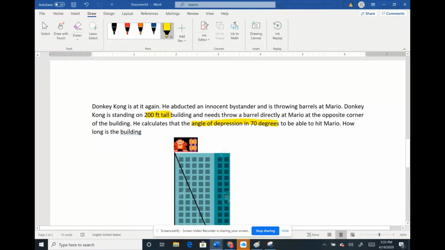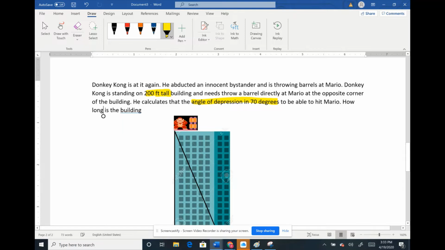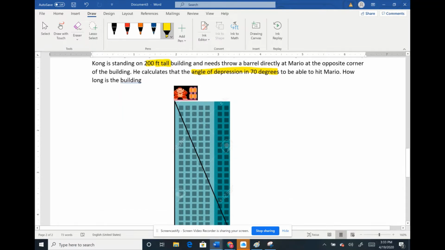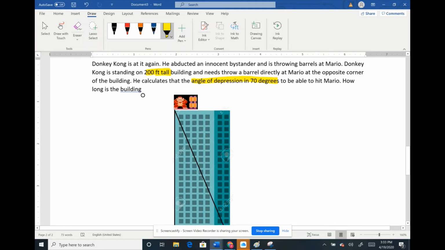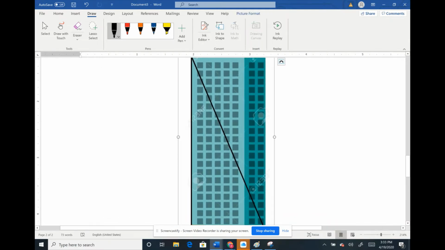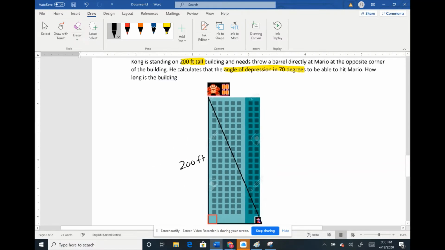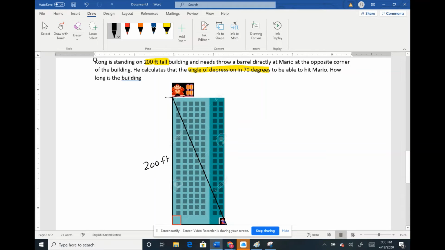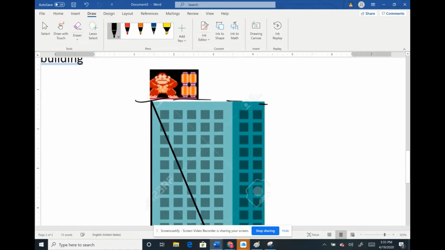Okay, and by long we're talking about horizontally, so I should probably change that. How long is the building? All right, so the things I highlighted are important numbers that I need to use. So the building's tall, we're talking about how high it is. So this side right here is going to be 200 feet. Okay, and as mentioned previously, angle of depression, you need to draw a horizontal line, and that means that this angle right here is 70 degrees. These two angles add up to 90. That makes this angle here 20 degrees.